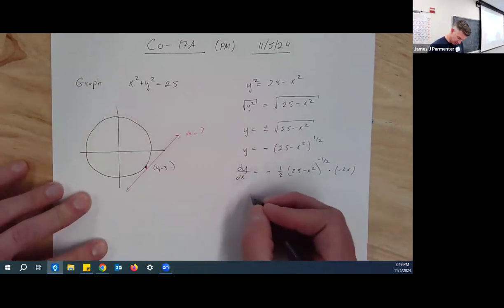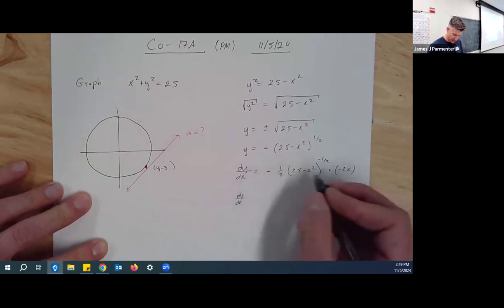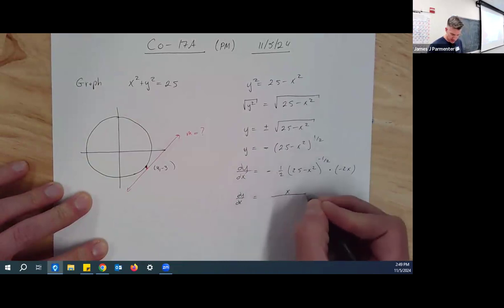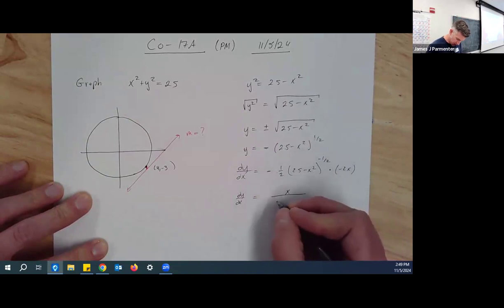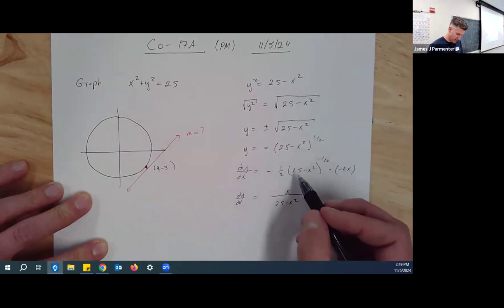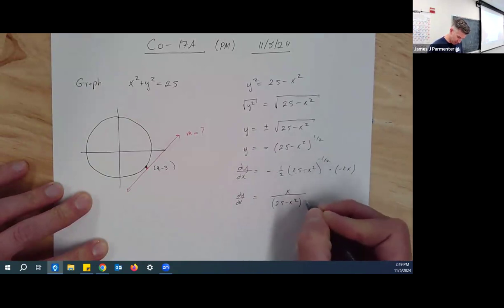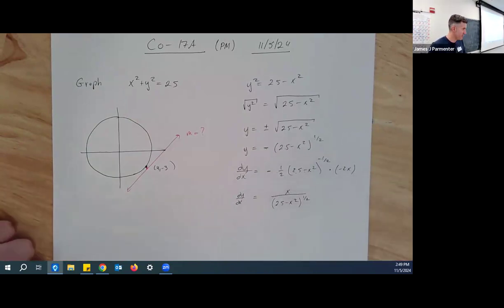But if I do simplify this, I get dy/dx equals, let's see, the negative 1/2 and the negative 2 kind of cancel out. So I just get x, divided by 25 minus x squared to the 1/2. I meant to say, instead of times 25 minus x squared to the negative 1/2, I've divided by 25 minus x squared to the positive 1/2. And now finally, we found the derivative.